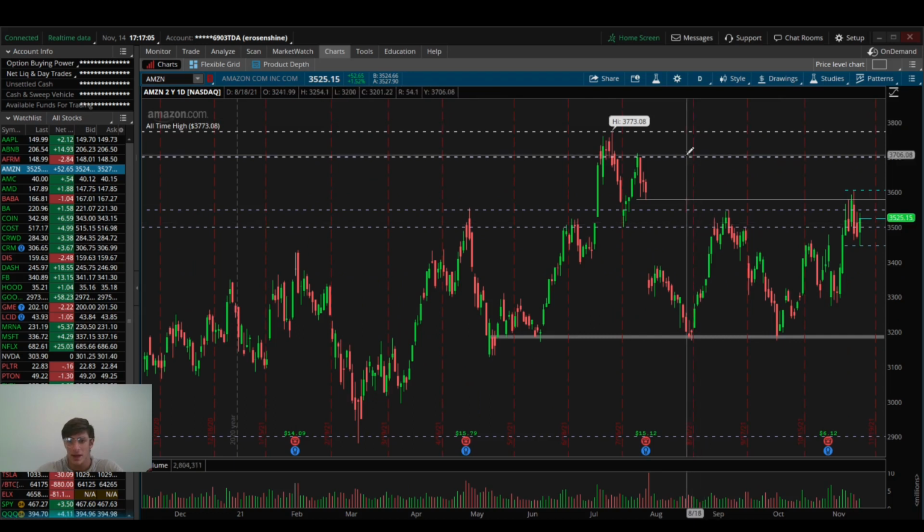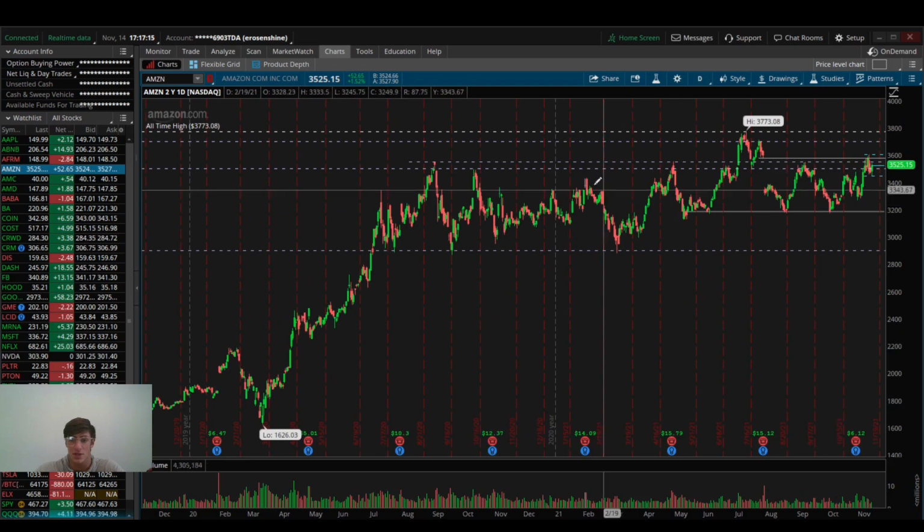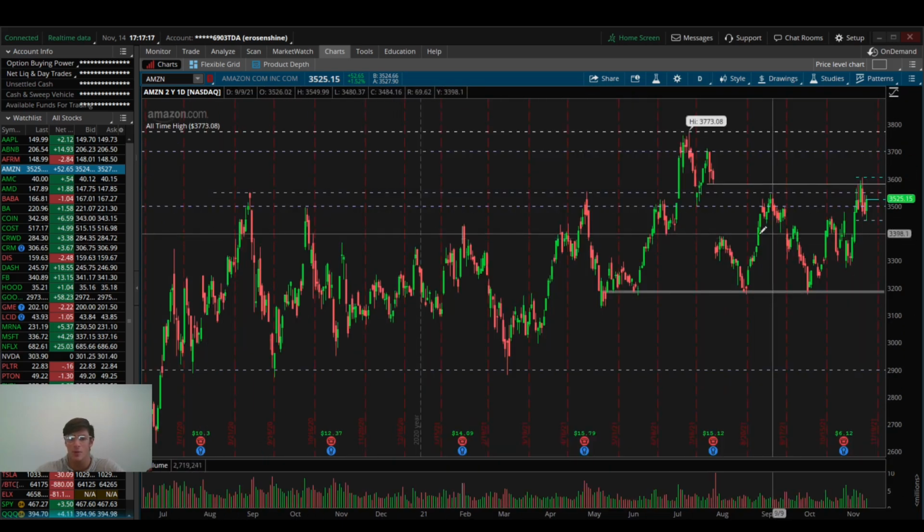And then I think that we have a pretty clean move up to all-time high that's waiting. 3,700 is going to be possible resistance, but this Amazon chart actually looks really good to me, and I'm waiting for this to pop as we've been consolidating for a long time.